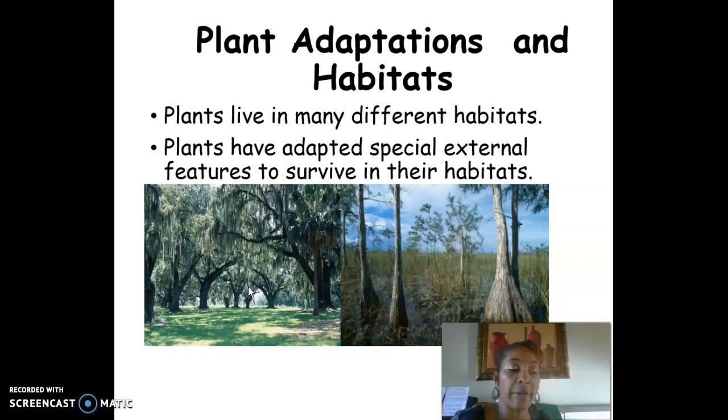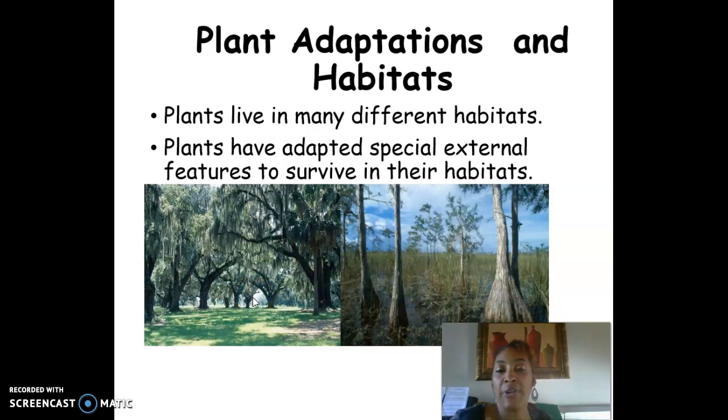Your key vocabulary words are adaptation, external features, survive, organism, camouflage, hibernation, carnivorous, protection, migrate, migration, mimicry, and manipulated. Take a look at the plants in this PowerPoint and listen as I describe their special adaptations, external features, and habitats. Plant adaptations and habitats.